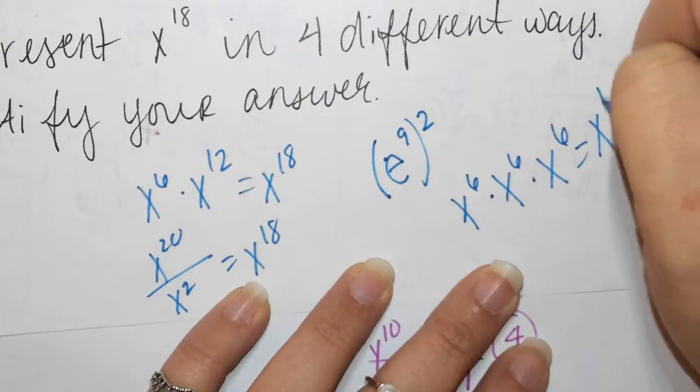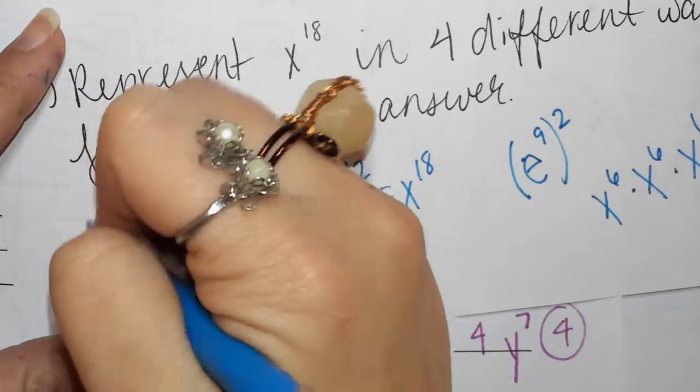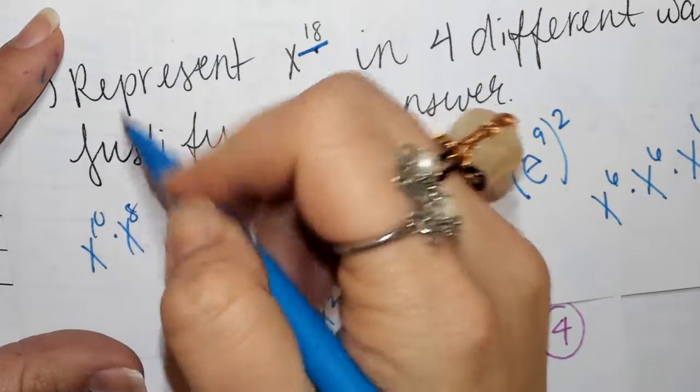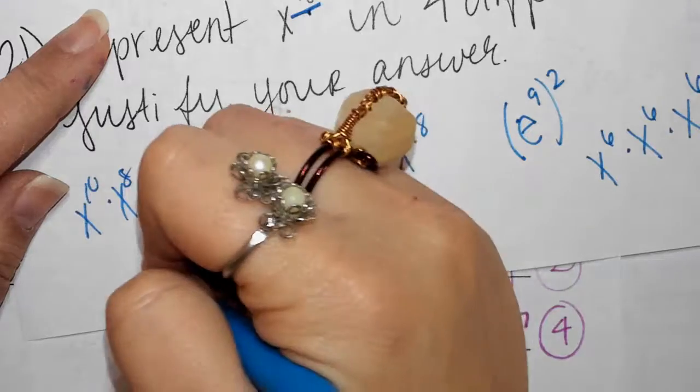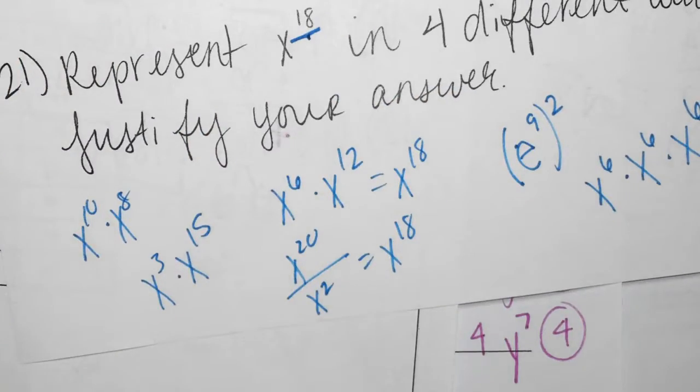Fantastic. Who can tell me one more? x to the 10 times what? x to the 6. No, 8. Okay, x cubed times x to the 15. Fantastic. Now, you'll need to justify it.